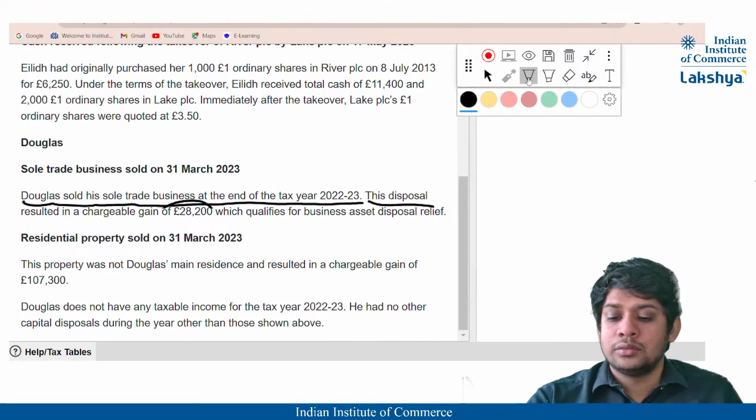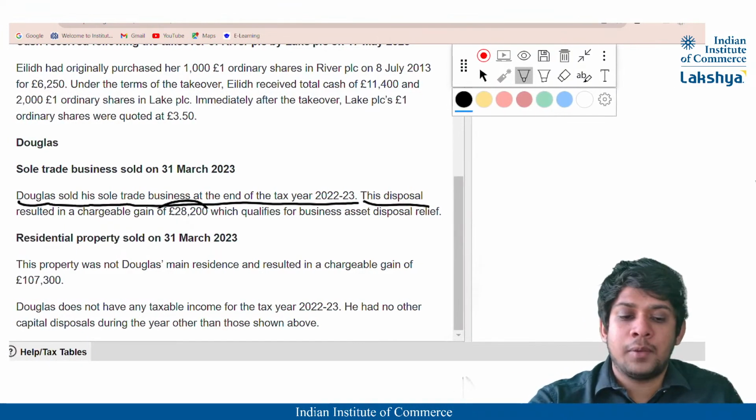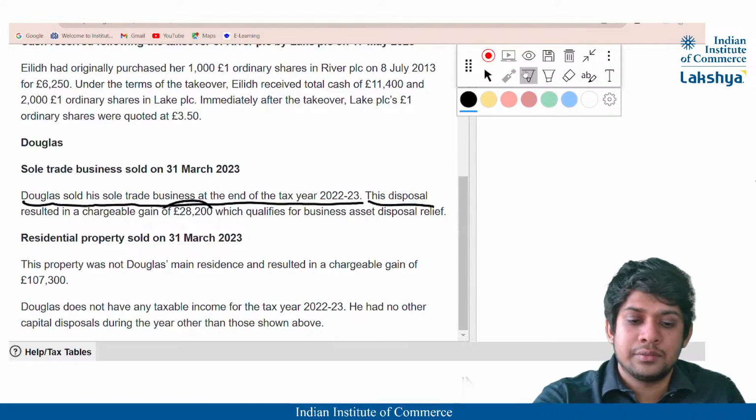Okay, guys. So the chargeable gain on that property was 28,200.